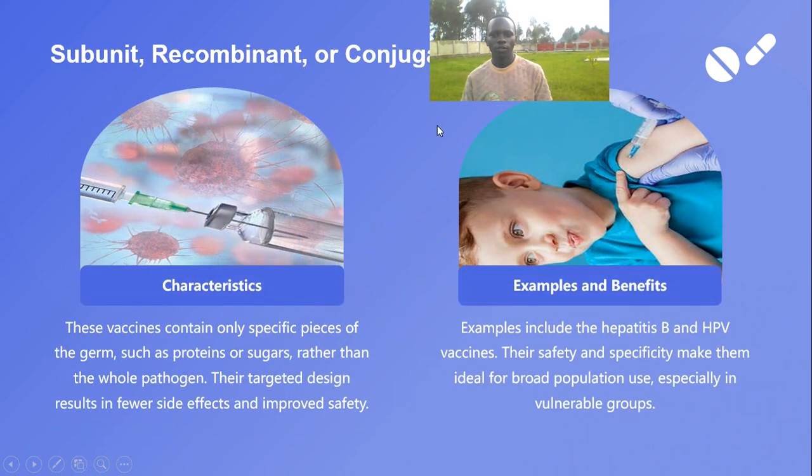The third type is the subunit or recombinant vaccines.